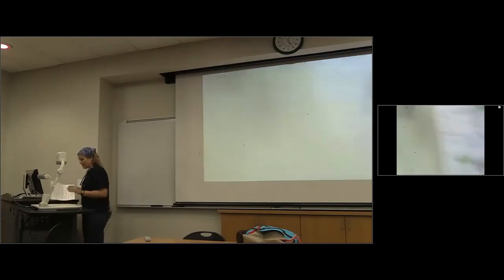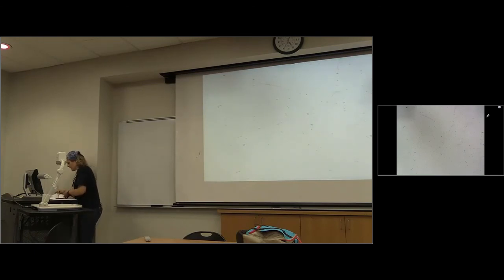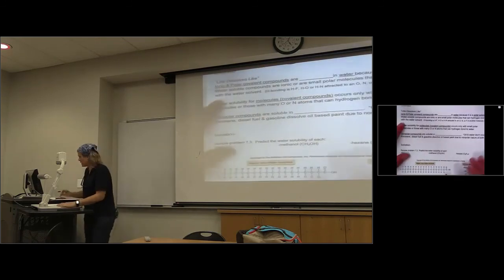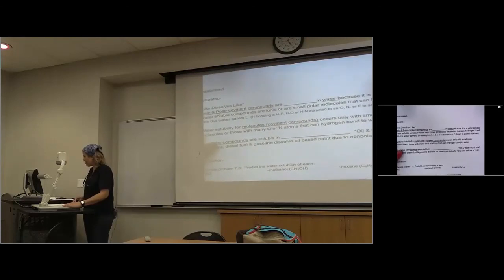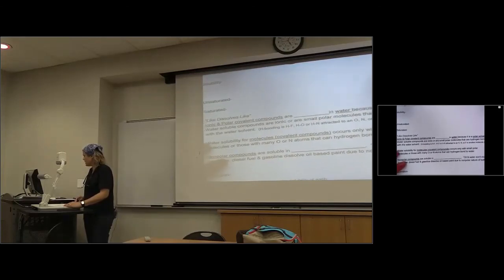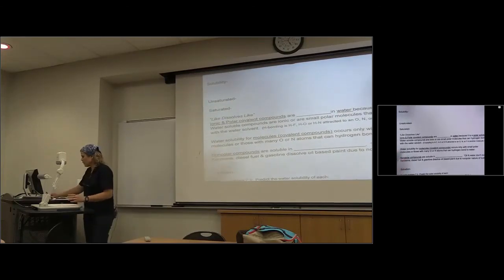All right, the next page deals with solubility. And we've already been talking about solubility, so it's a little odd to throw this in here, but it was something that I thought needed to be addressed a little deeper. What does the term solubility mean?